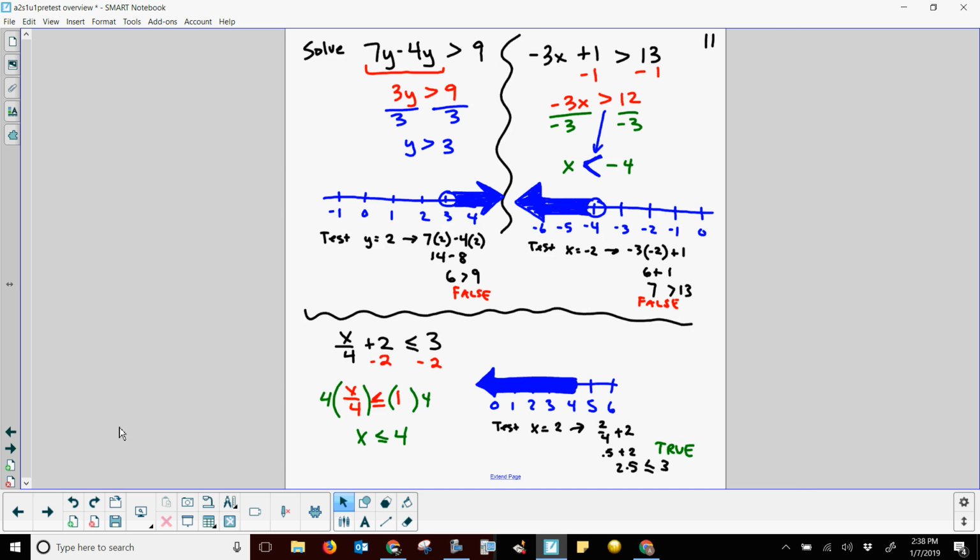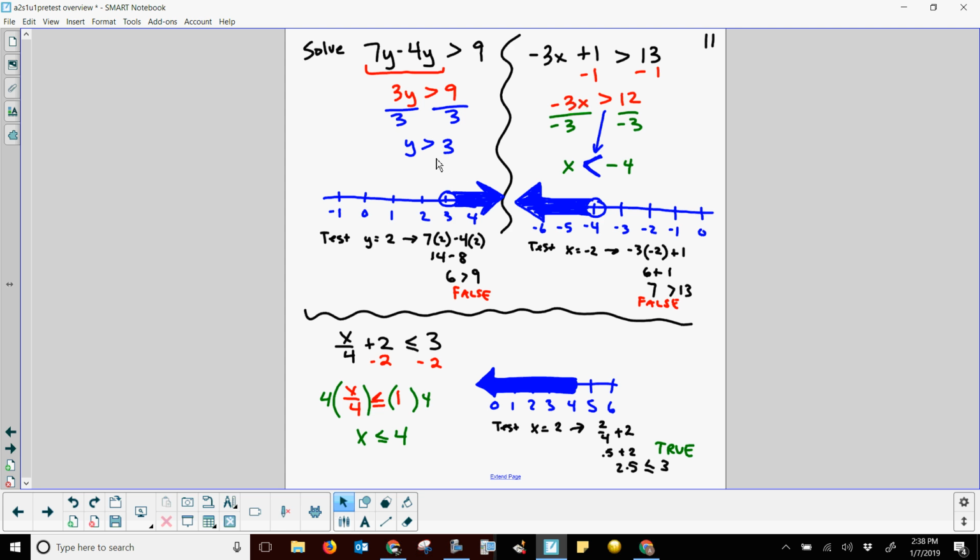Concept 11, same thing, but now we have inequalities again. They love to have these inequalities. So again, we combine like terms. We'll start with this first one: 7y minus 4y is greater than 9. Combine like terms, divide, y is greater than 3. Well, on a number line, greater than or less than is represented by an open circle, because 3 is not greater than 3.